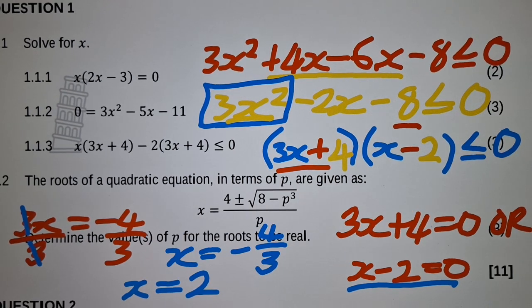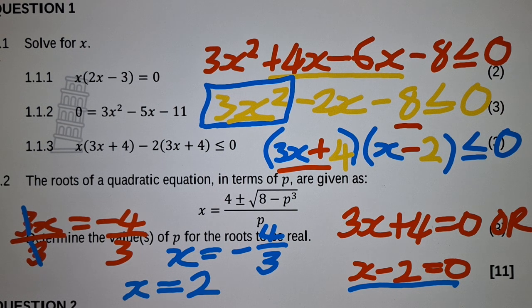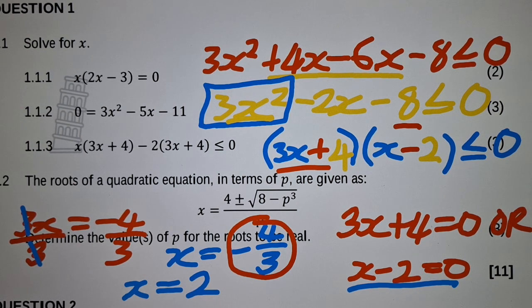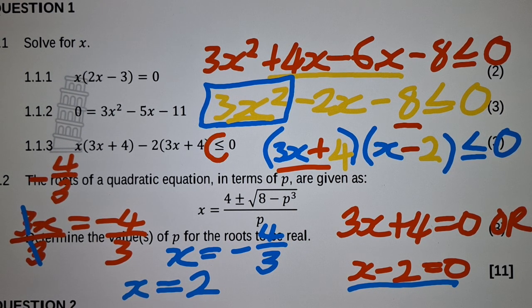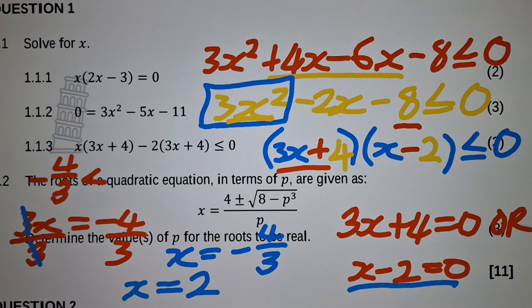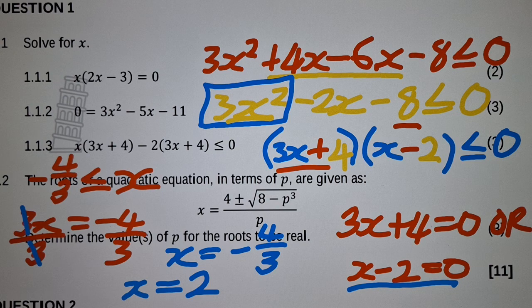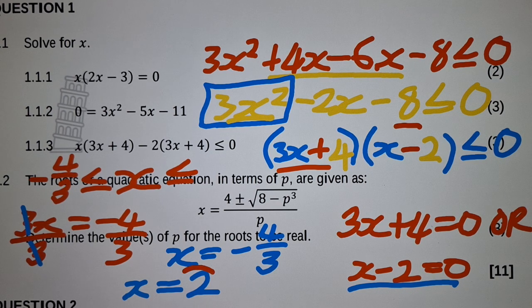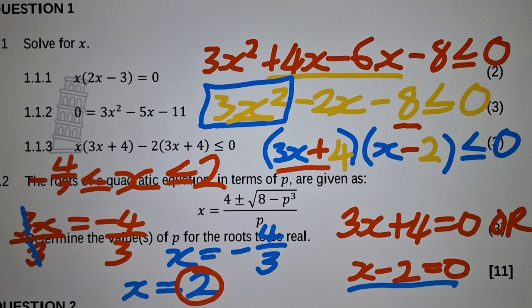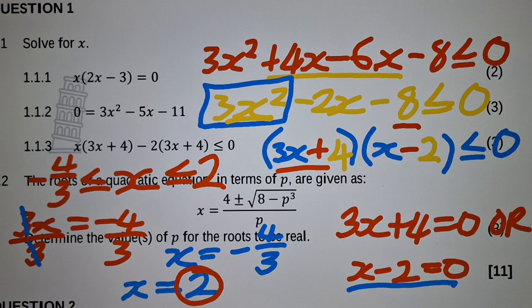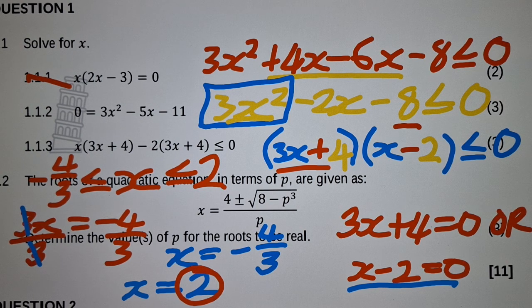Okay guys, to conclude our answer for the inequality 1.1.3, we're going to do it like this. From here, basically we're just done. You take the smallest value, negative 4 over 3, so you write negative 4 over 3. Then you write the inequality, less than or equal to x, then less than or equal to the other answer that we have, 2. So your answer is negative 4 over 3 less than or equal to x less than or equal to 2. Then you're done with it.